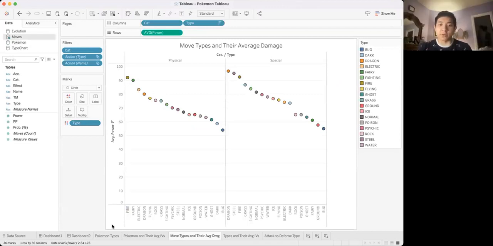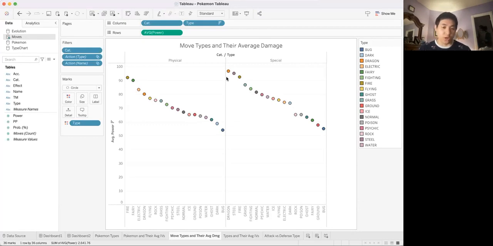So these are move types and their average damage. First things first, we need to divide between two categories here. We have physical and special. And then on the x-axis, we have all the different types of Pokemon, and on the y-axis, that's their average power level. So as you can see, the highest power level right now is fire, at least on the physical scale, and then dragon on the special scale in terms of MP. So there's a little bit of a difference between physical and MP.